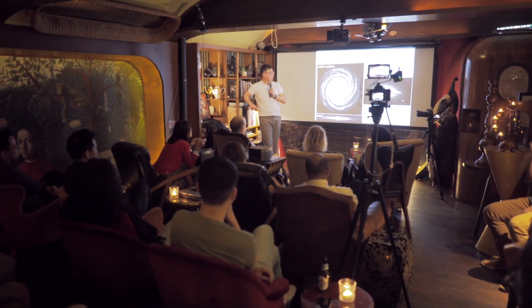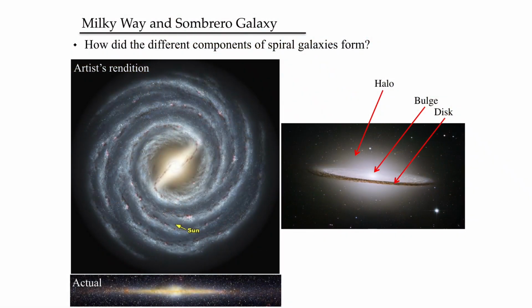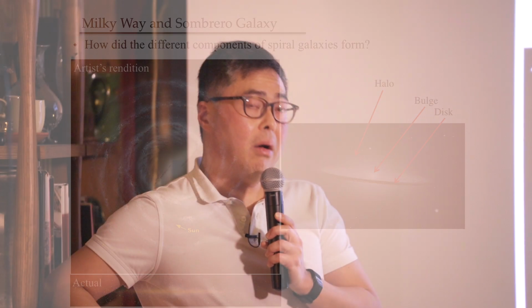And if you look at other galaxies, apart from the bulge and the disk, there's also this diffuse spherical ball of stars, which is the halo. Now, how all these components assemble over time to look like what they do today is one of the main questions astronomers are trying to address.